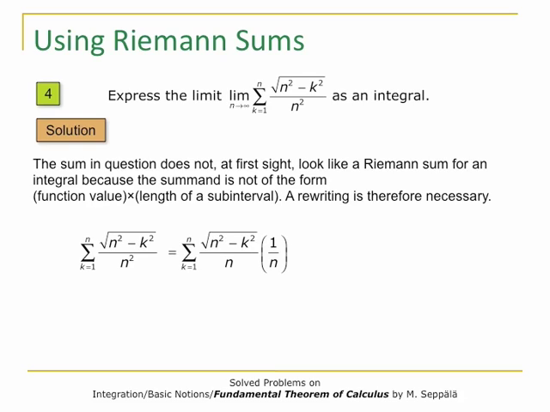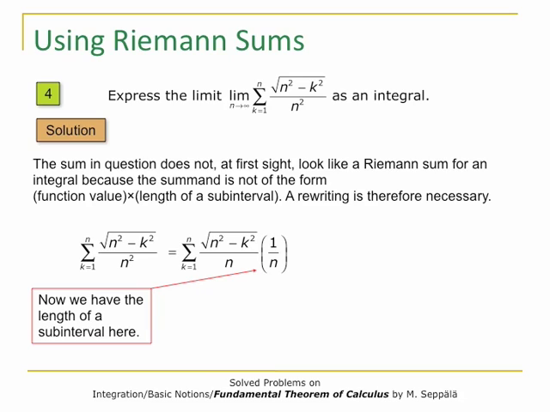We write sum k from 1 to n square root n squared minus k squared, and that divided by n squared equals sum k from 1 to n square root n squared minus k squared divided by n, and that multiplied by 1 over n. Here we have only written the denominator n squared in the form n times n, nothing else. But now we have the added benefit that this 1 over n is the length of a subinterval when the interval from 0 to 1 has been divided into n subintervals of equal length.